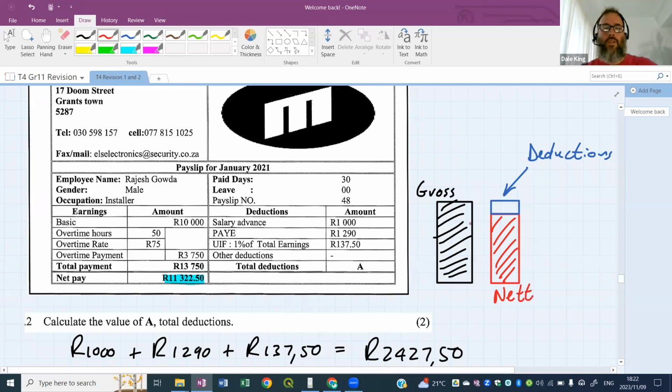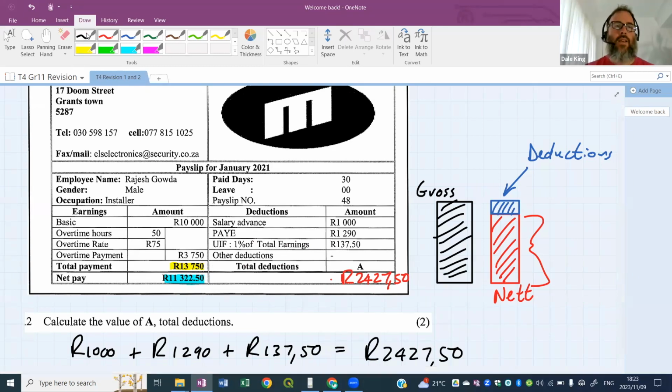All right. So gross is everything. Then they take a piece off for deductions. And what's left behind is net. All right. So the gross we can see here is 13,750, and we know that our total deductions, I'll write it over here, is 2,427.50. So the 13,750 minus the 2,427.50 should give us 11,322 and 50 cents.